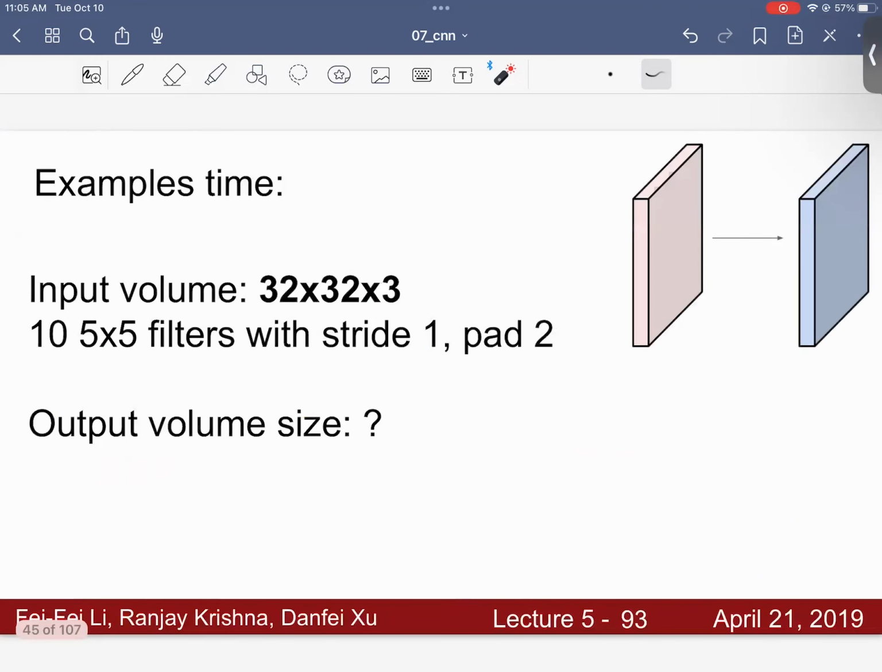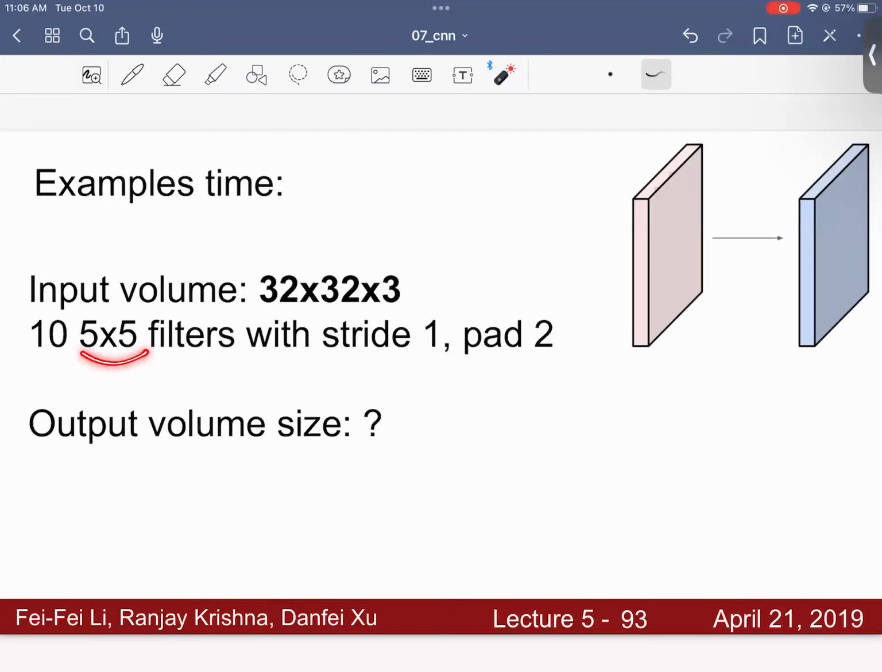So where are we? Example time. So, some simple question. I mean, there's already an answer in the next slide, so if you want to practice, you shouldn't look at the next slide. If your input image is 32 by 32 by 3, and you're using 10 of 5 by 5 by 3 filters with stride 1 and pad 2, then what would be your output volume size?